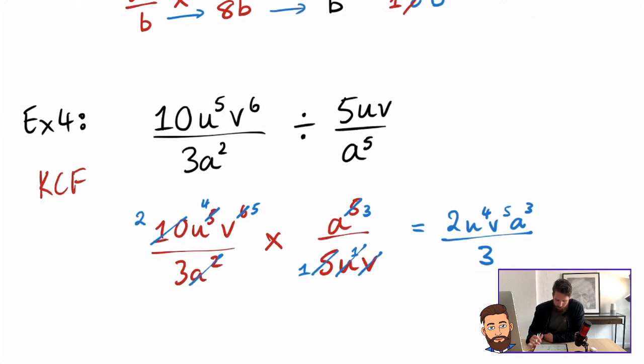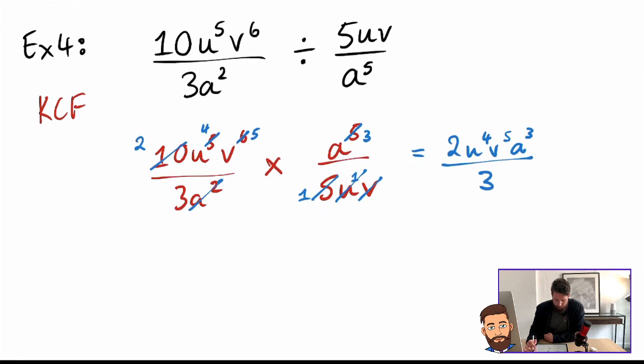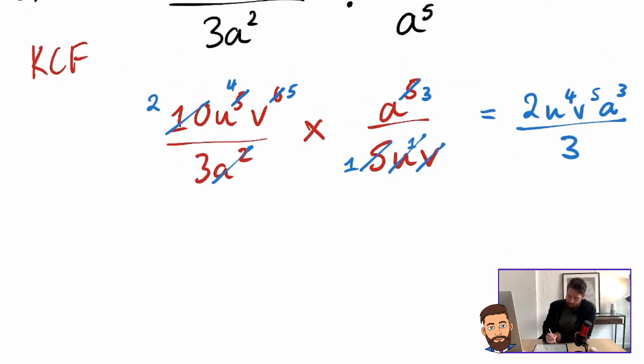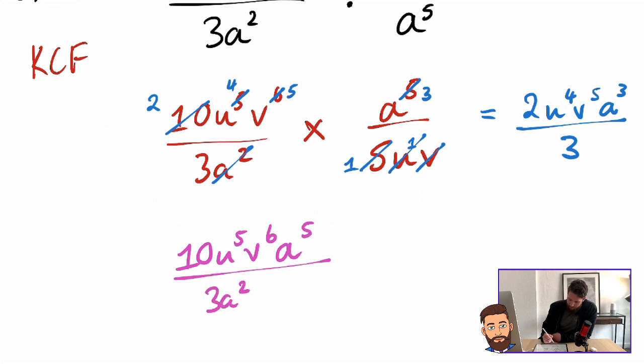And again, if you'd rather, you could have just multiplied across and then cancelled. Which I'll show you now. I'll do that method and we'll finish on the method where I didn't cross cancel. So if I just multiplied across, if I didn't cross cancel, you'd have had 10u to the 5, v to the 6, times by a to the 5, over 3a squared times by 5 would give me 15, a squared, u, v.